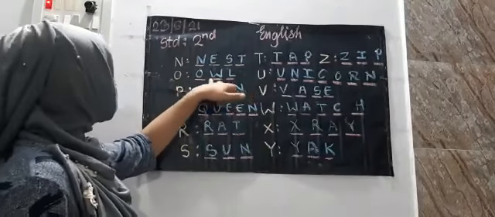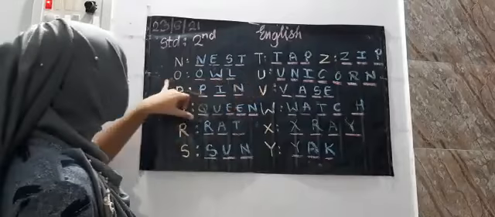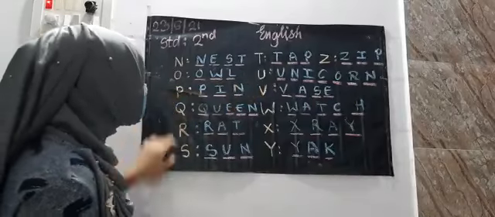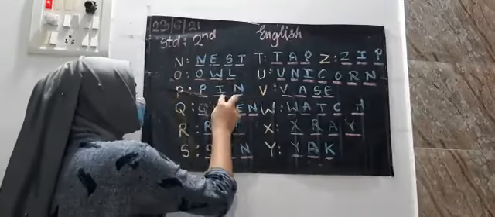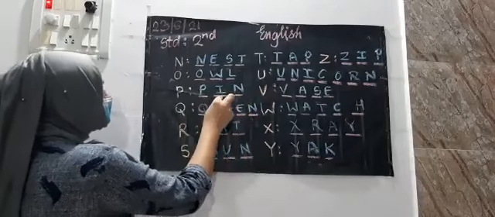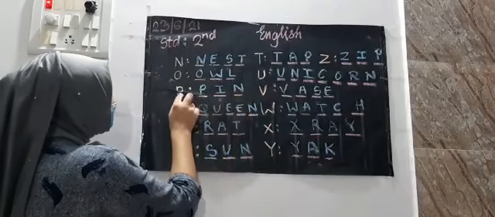Owl. O-W-L. Owl. After O which alphabet? P. P for pen. P-I-N. Pin. After P which alphabet?